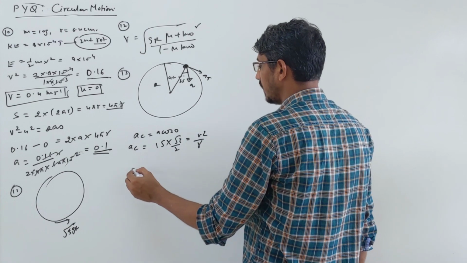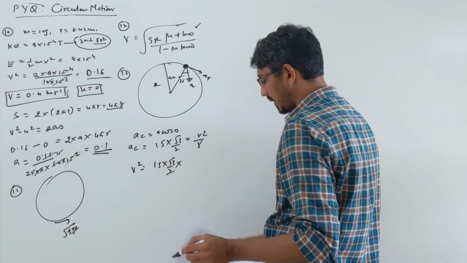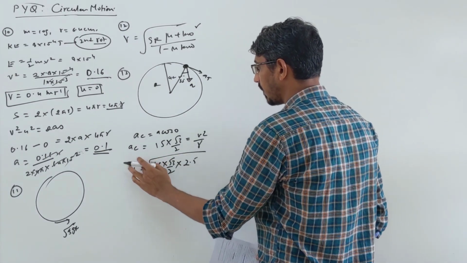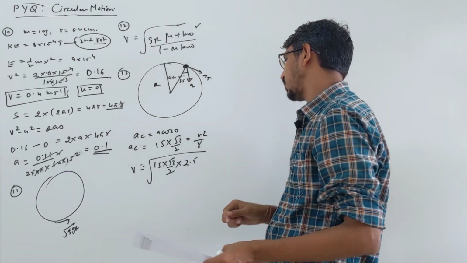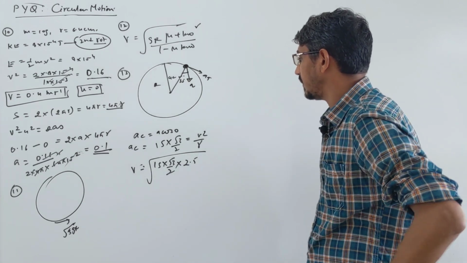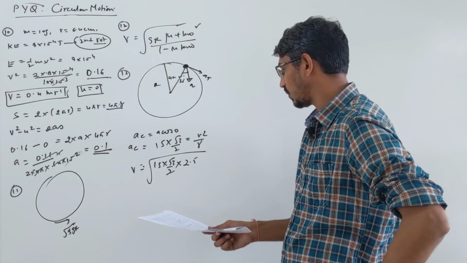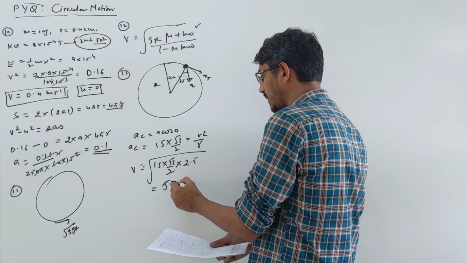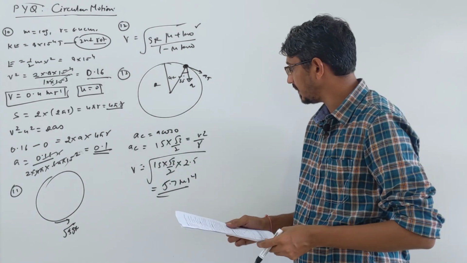We have to find the velocity. So V square will be equal to 15 into root 3 by 2 into the radius. The radius they already gave, 2.5 meter, and the root of all this will be your velocity. When you simplify, 2.5 you can write as 25 by 4. 25 becomes 5, and 4 goes 4 times, so it gets cancelled. Then root 3. So the answer should be nearly equal to the first option, 5.7 meter per second. When you solve this number, you will get this answer.